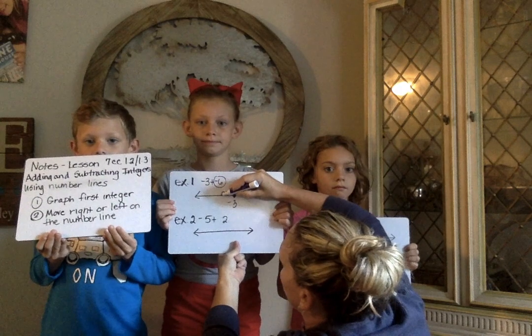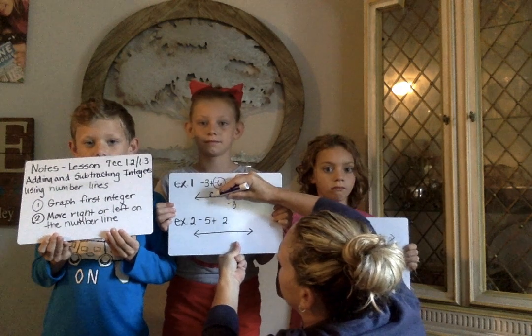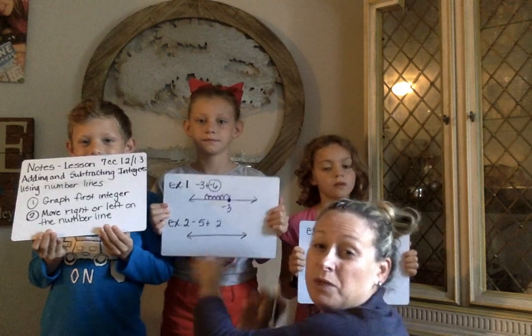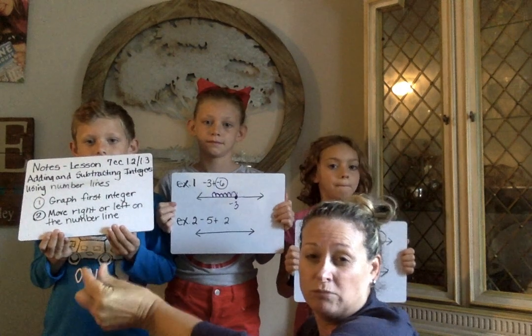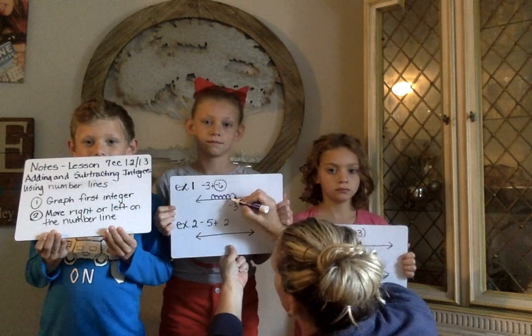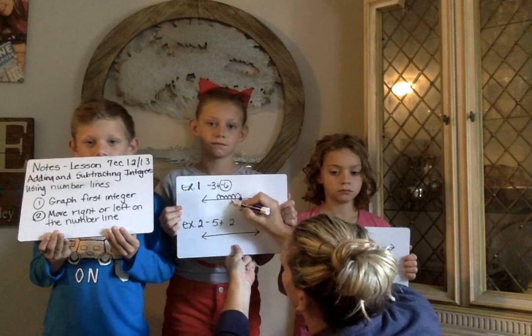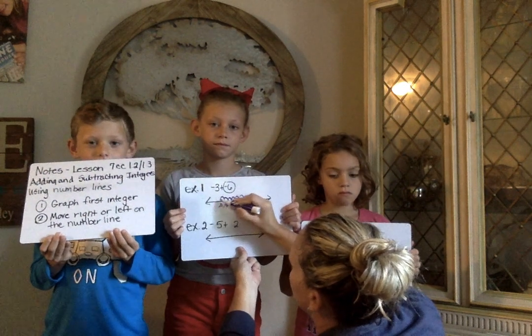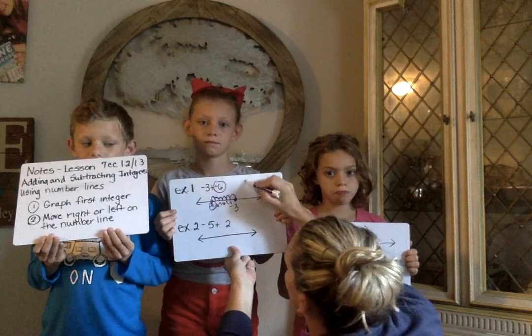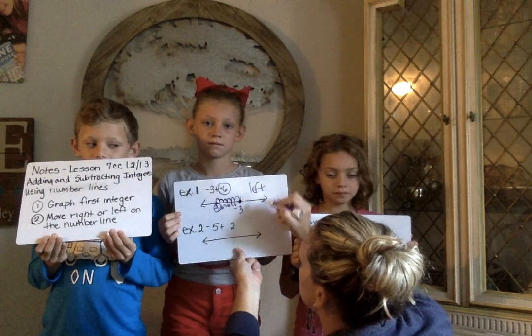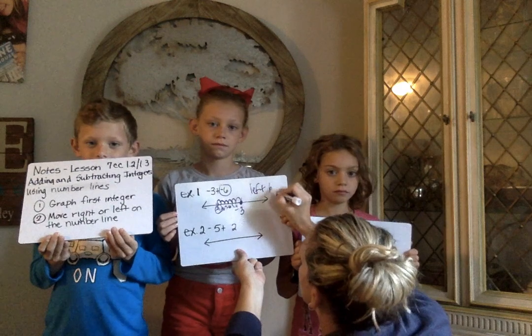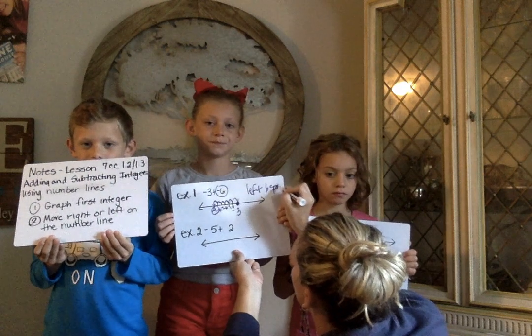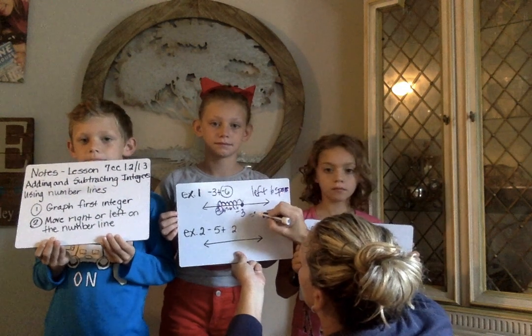1, 2, 3, 4, 5, 6. It's really important that when I make those jumps or moves, they're the same length. So this is -4, -5, -6, -7, -8, -9. I have moved left 9 spaces, left 6 spaces for an answer of -9.